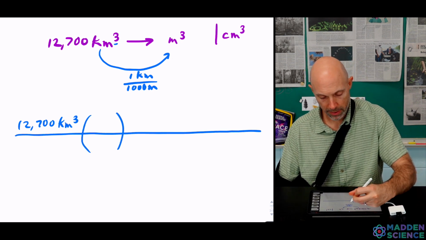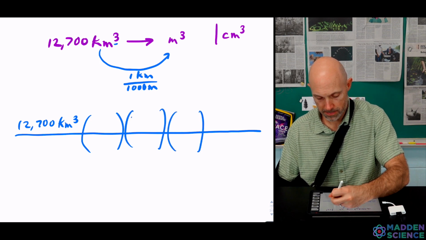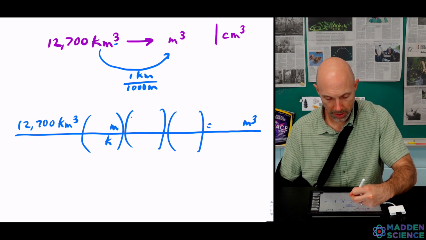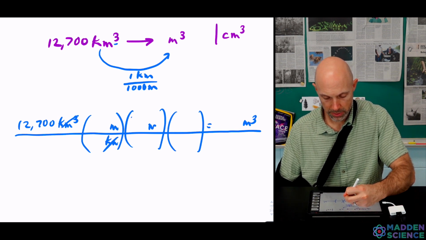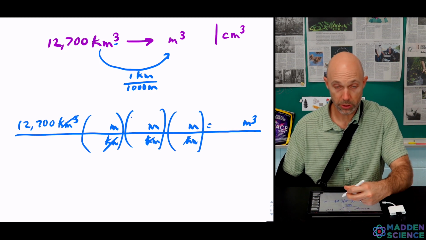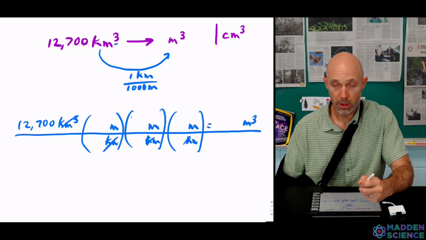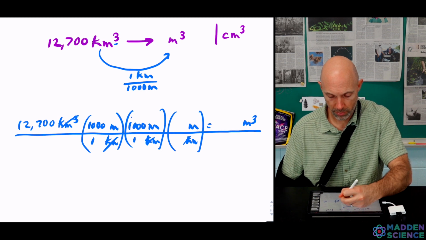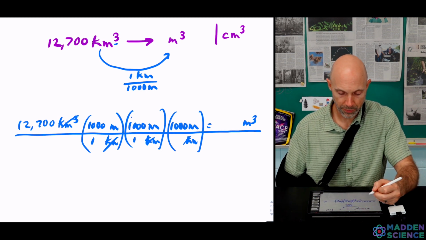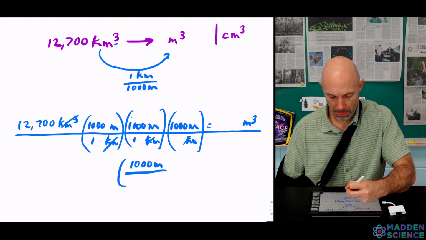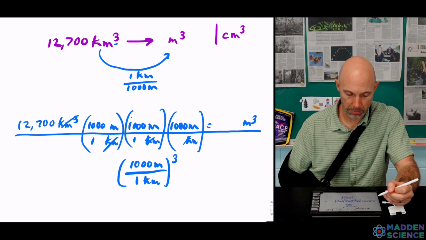So we could roll out and do it 3 times to get to meters cubed, where we'd have meters, kilometers, meters, kilometers, meters, kilometers. Where the kilometers cubed would cancel on the bottom, you'll end up with meters on the top. So 1,000 over 1, 1,000 over 1, 1,000 over 1. Or combine those and just leave it as one whole thing cubed.